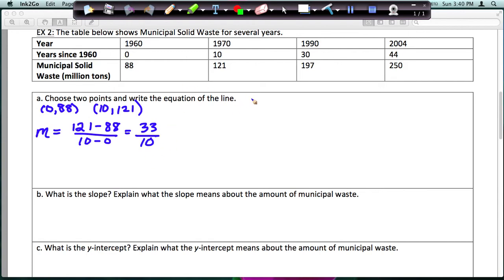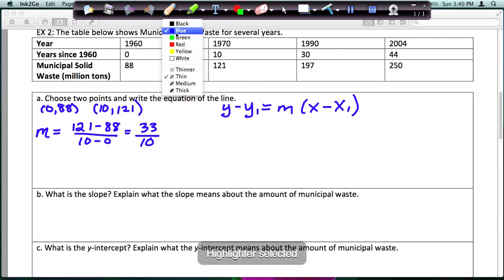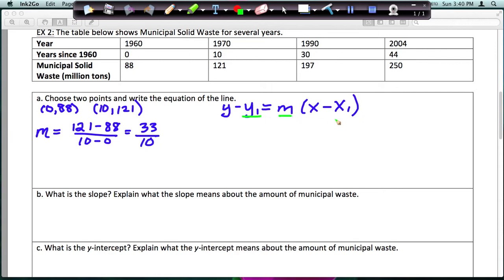I now want to write the equation of the line using y minus y1 equals m times x minus x1. And remember, we're going to be plugging in the y1 value, the m value, and the x1 value into this equation. And I'm going to use the first point, just because it's the easiest to use. It has a 0 in it, so it'll make my math a little bit easier. So I'm going to use this point and this slope in my equation.